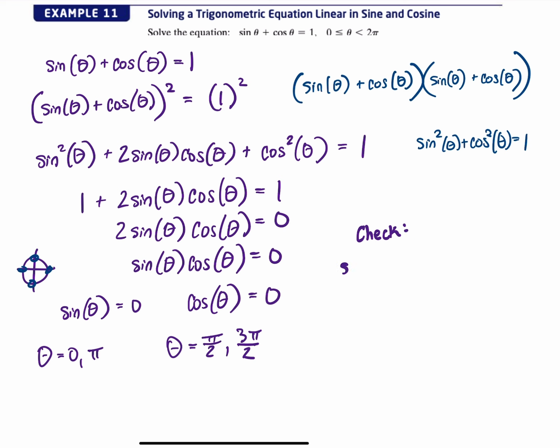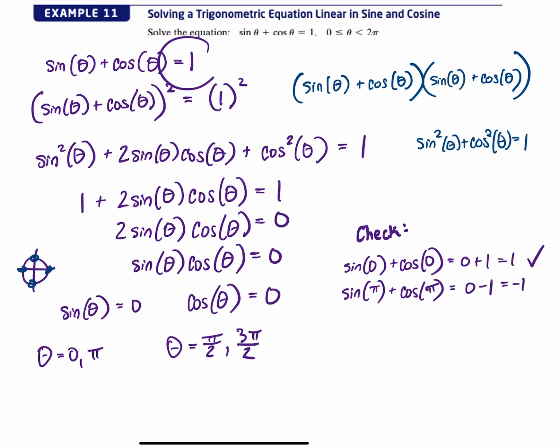This would be the sine of 0 plus the cosine of 0. That will be 0 plus 1, which is positive 1, so that one works out. For pi, we have the sine of pi plus the cosine of pi. Notice this would give us 0 minus 1, because cosine of pi is negative 1, which is negative 1, not equal to this 1 that we want, so we have to throw out that result. It can't be pi.